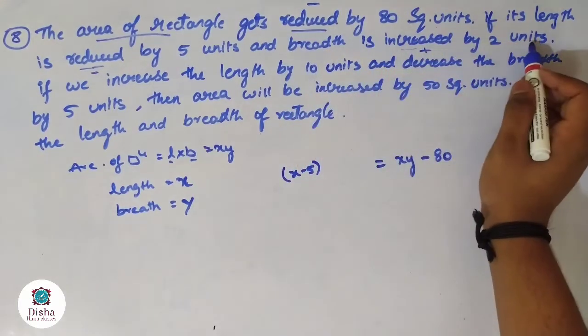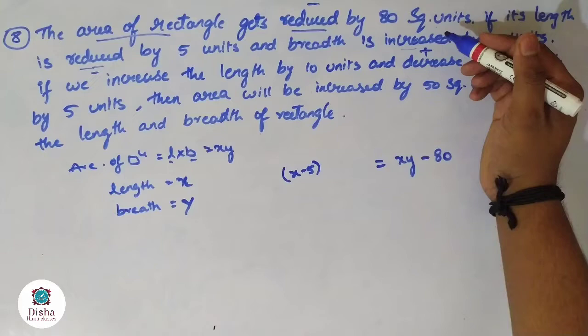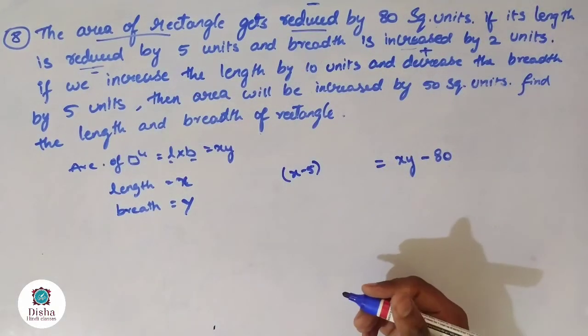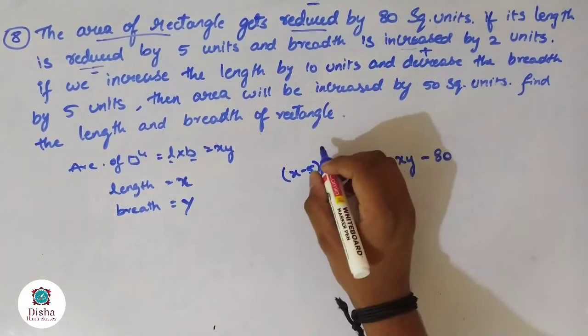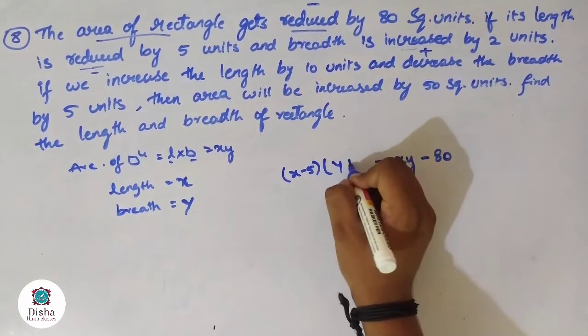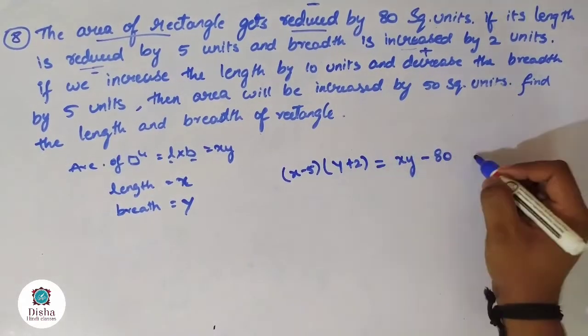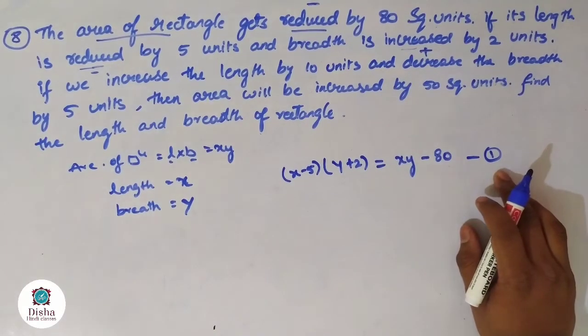And breadth is increased by 2 units. Increased means addition. Reduced, decreased means subtraction. Increased means addition. So what is breadth? Y. Y plus 2. So this is the first equation.